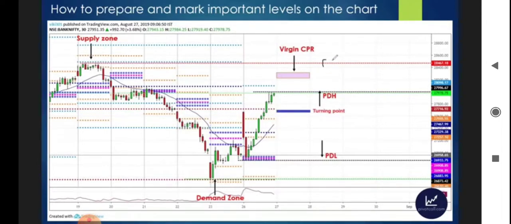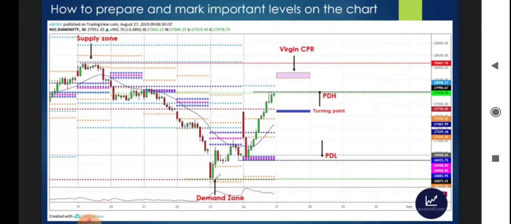Then can you see I marked the red line here? What is this red line? Supply zone. What is the supply zone here? The supply zone was on the 19th of August. Market was in strong bullish mode, then faced resistance here and then crashed. So that is the supply zone. Supply zone is where the market was bullish, faced resistance, and had a big crash. More than 1,000 points crash in Bank Nifty. So this becomes your supply zone, the extreme end where the crash happened.